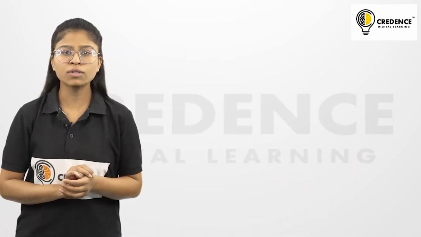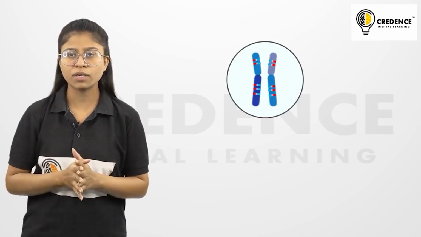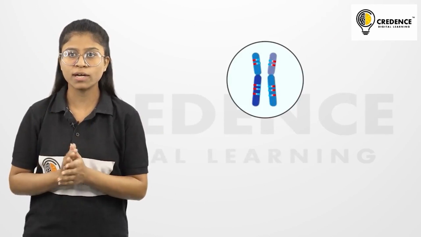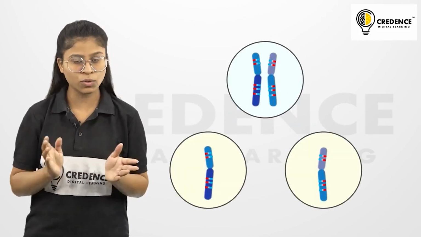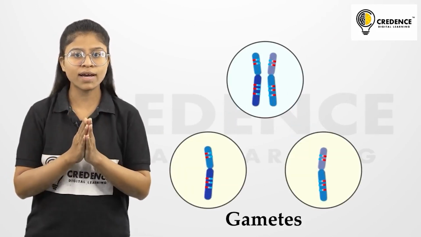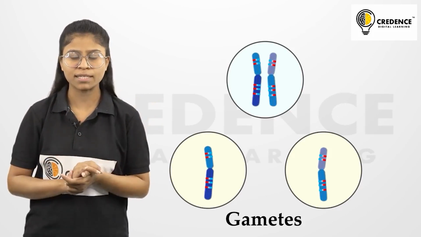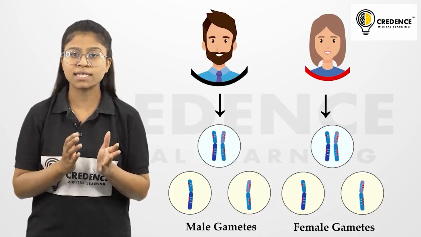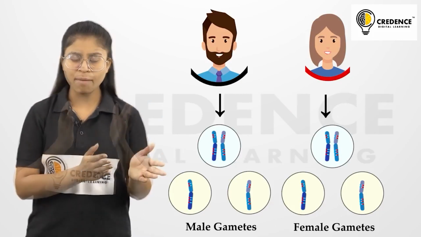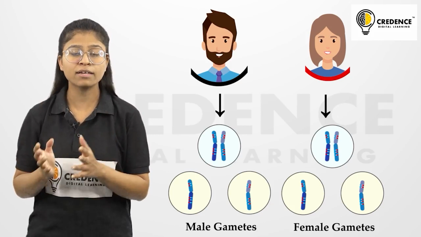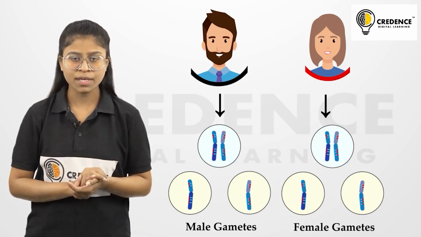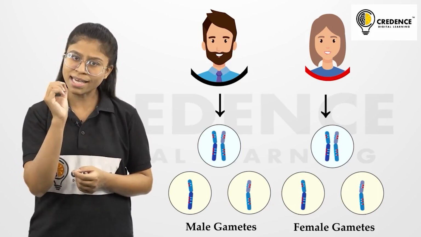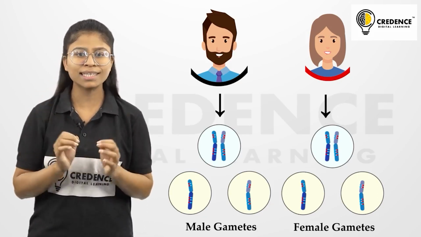Now, during the sexual mode of reproduction, the chromosomes contained in the cell of an organism divide into two gametes. When the cell divides into two cells, they are called gametes. A gamete obtained from a male parent is called a male gamete, whereas a gamete obtained from a female parent is called a female gamete. Both gametes carry one gene of each trait out of the two in them.